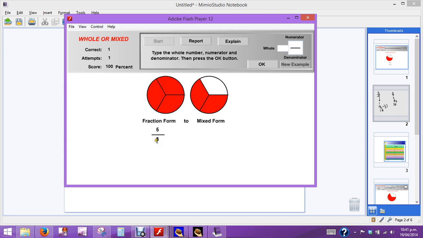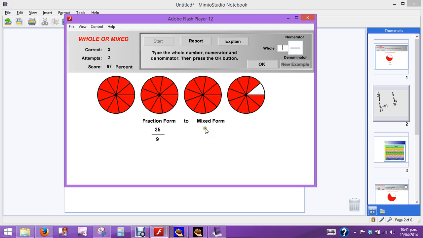Oh, it's next example time. 5 thirds, 3 goes into 5 once cleanly, and 2 parts left over. So 2 fifths. 2 yet to be divided by 5, right? 2 thirds. You knew that. I'm just testing you now, I'm just tricking you.